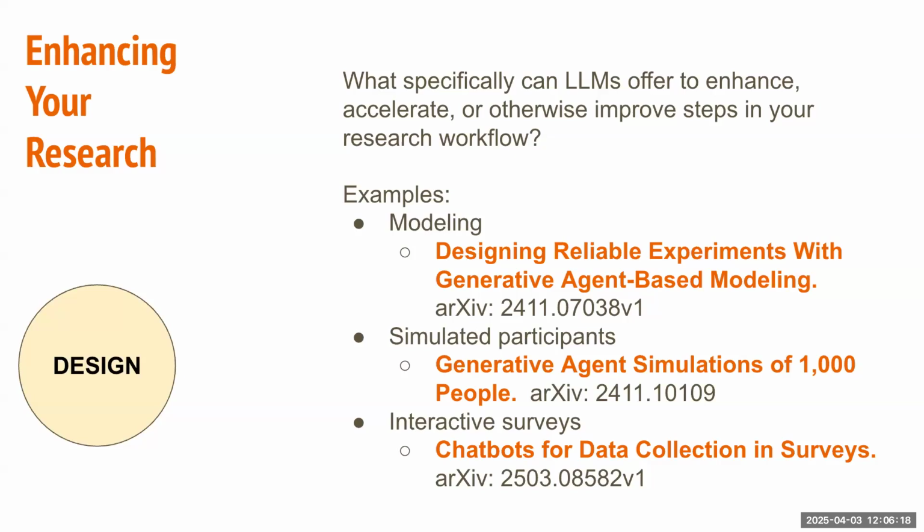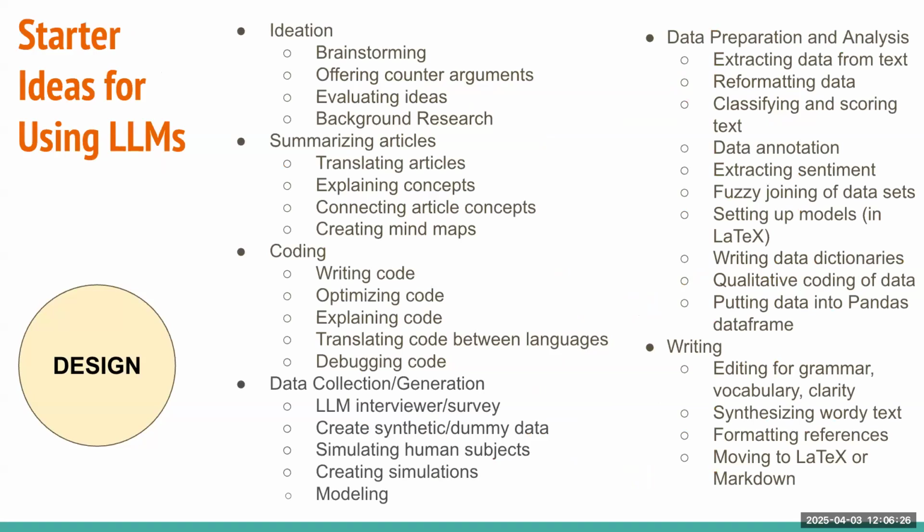So those are some of the different ways you might start thinking about how it could fit into your design. But there are lots and lots of other ways. This is just a list that I came up with. But there's everything from the ideation stage where you're brainstorming and starting to think of ideas, to when you're doing literature reviews, to when you're actually writing code or collecting data, through your data preparation.